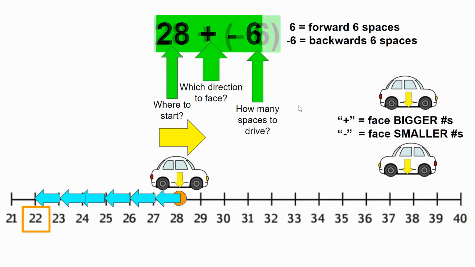Let's try another one. I also wanted to mention, sometimes we'll see 28 plus the negative 6, but sometimes we put parentheses just so we don't get the signs confused.